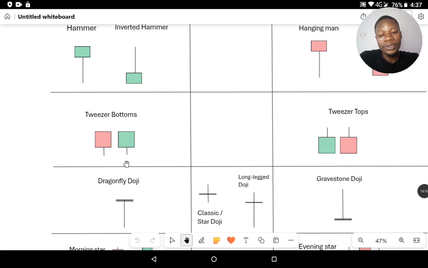So when it happens on the support level, it shows that the buyers are now coming into the market and they are about to reverse or change the direction of the market to the upside. So you should be ready to buy.